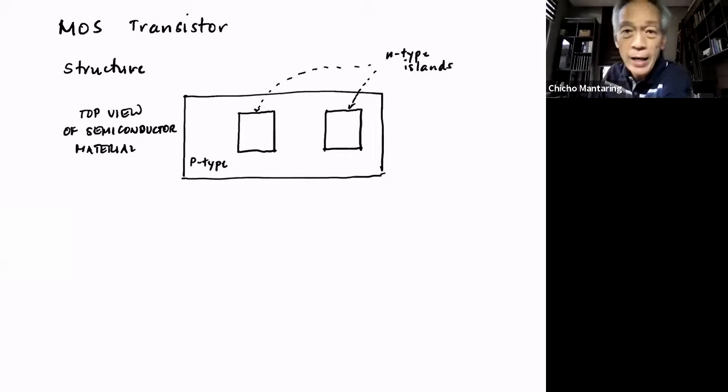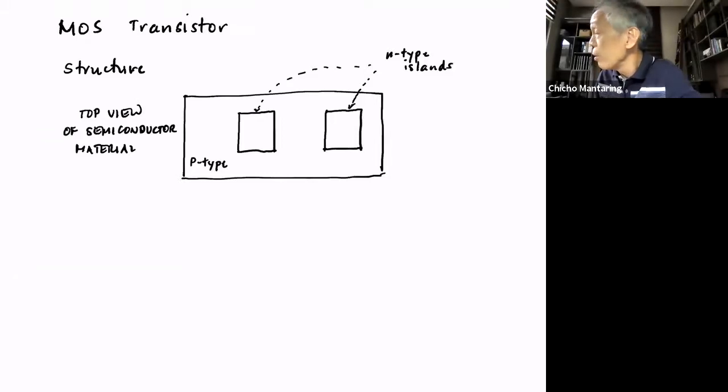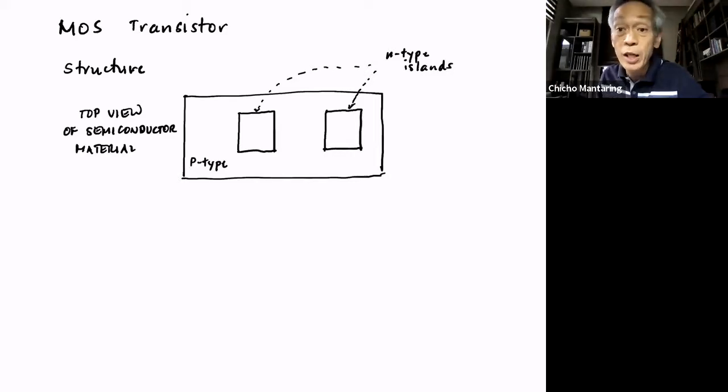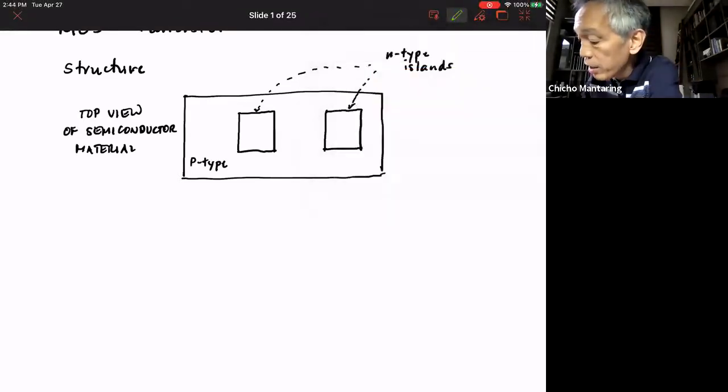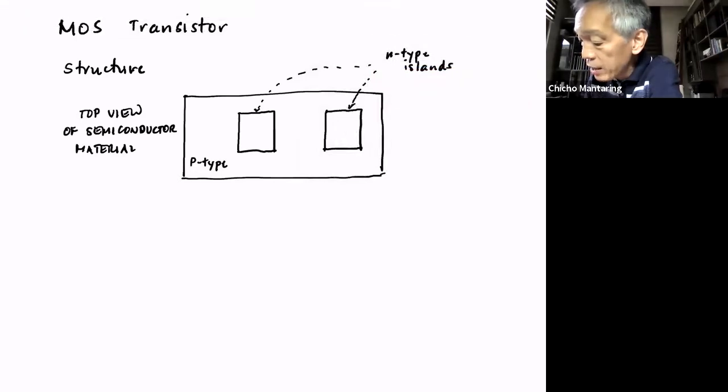So if you will recall, I explained the difference between P-type and N-type when we were discussing the BJT. In an N-type semiconductor, the charge carriers are negative or electrons. In a P-type semiconductor, the charge carriers are positive. Anyway, so just to illustrate the N-type islands better, let me color it green.